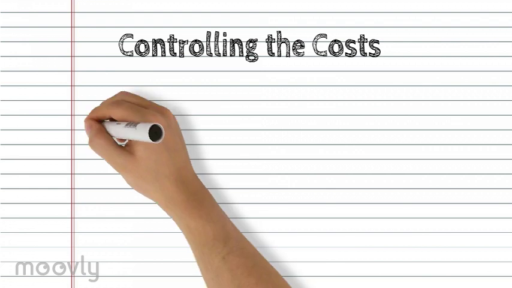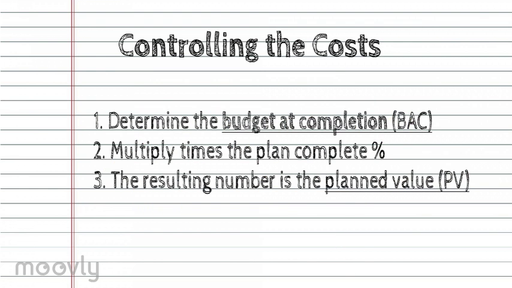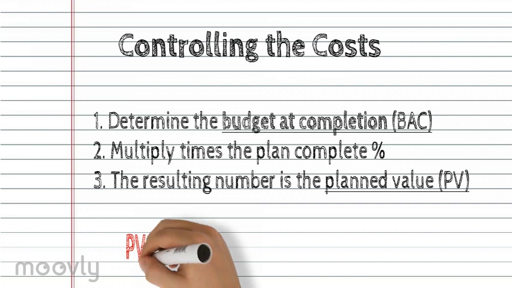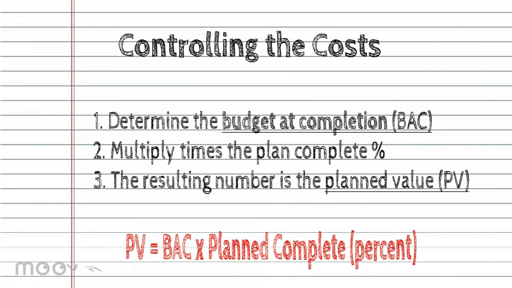Next, we'll be controlling the costs. Throughout the project, an equation should be used that lets you know if you're on track. This equation will be determining the planned value, which is telling the total cost of the work scheduled. You'll need to determine the budget at completion, then multiply it by the planned complete percent.